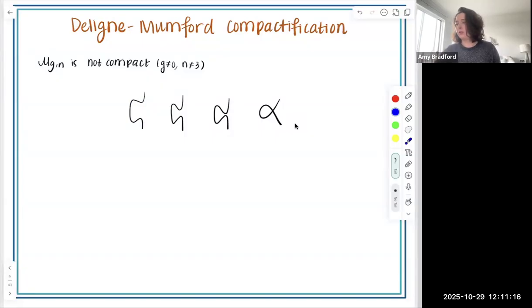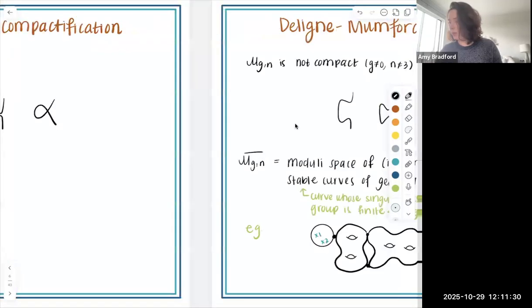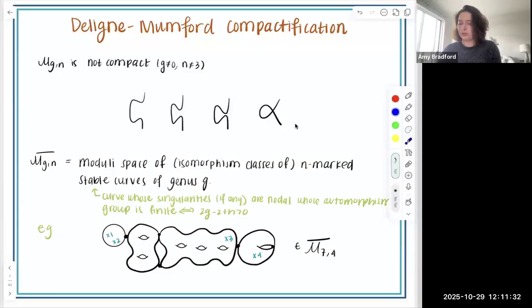And so there's a way to fix this though, and so Deligne and Mumford were able to give us a compactification of M_{g,n}. Let me explain what this is. We form a new moduli space, M_{g,n} bar, which is the moduli space of isomorphism classes of n-marked stable curves of genus g. So what is a stable curve?